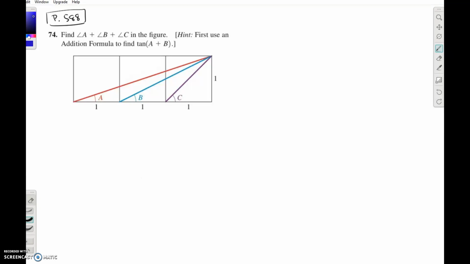All right, number 74 on page 588, another one that's a little different. It says find the measure of angle A plus the measure of angle B plus the measure of angle C. Hint, first use the addition formula to find the tangent of A plus B. Well, I know the measure of angle C. The measure of angle C is equal to 45 degrees, or radians, it doesn't matter.